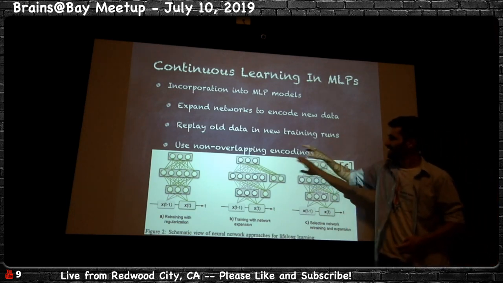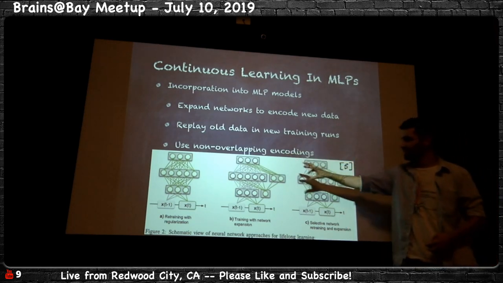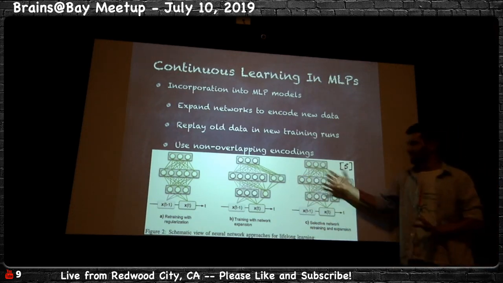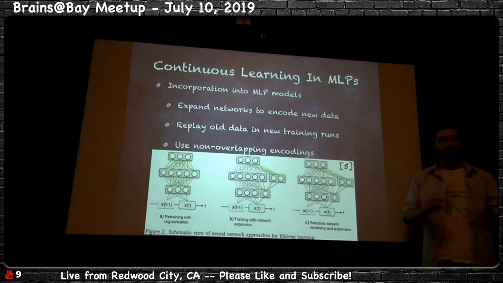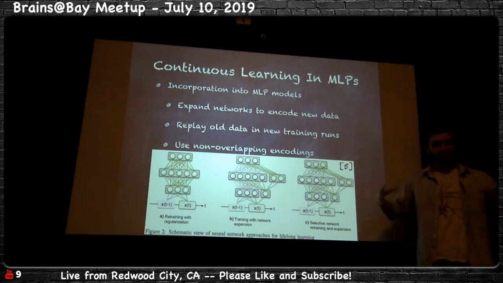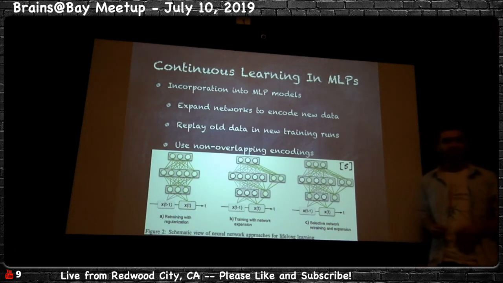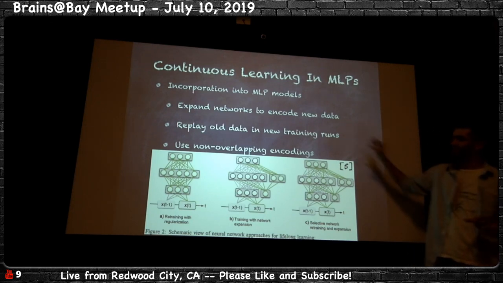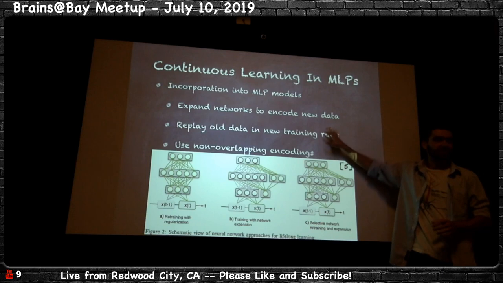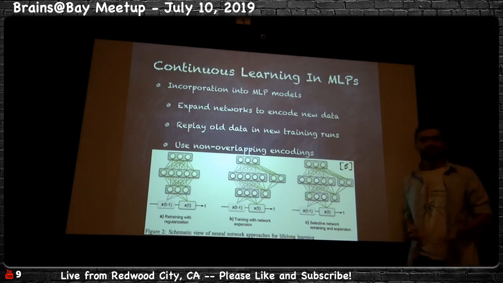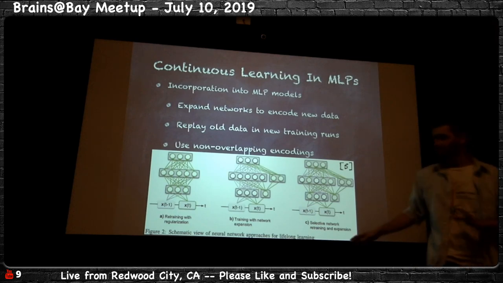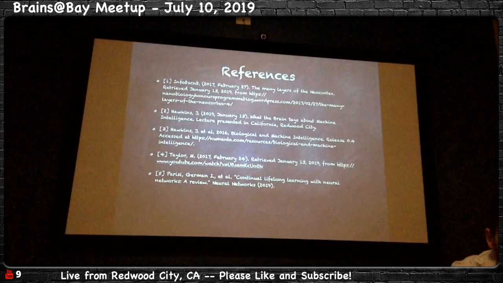And then there's non-overlapping encoding, trying to inject sparsity or create something where not all the neurons and not all the synapses are involved in everything, so it creates breathing room in space, basically. Some of the traits that they're trying to create by doing this, I see in nature. And that, I think, is it.